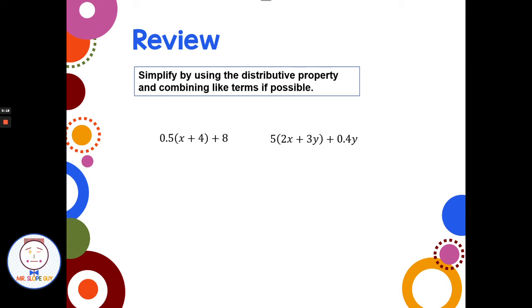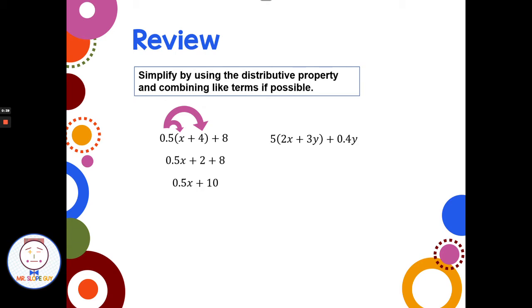All right, so if we distribute 0.5 times x, we get 0.5x, and 0.5 times 4, or half of 4, will give us 2. Combine like terms. 2 and 8 are like terms, will combine to give us positive 10. And we can't add 0.5x and 10 together because they are not like terms.